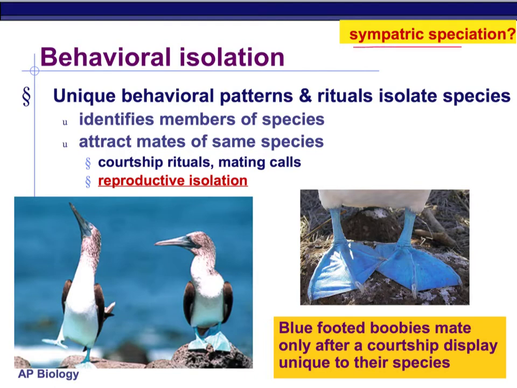Okay, then there's behavioral isolation. This again is going to be sympatric, and it's where individual species have evolved unique behaviors and rituals that they use to communicate with each other. It helps them to identify members of the same species, and it also helps to attract mates from the same species. So this could be things like ritual dances or courtship calls or mating calls, all of which would say, hey, I am a part of your species and I can mate with you. So this is another example of reproductive isolation. These guys would never mate with each other because they don't understand what this individual is trying to do.